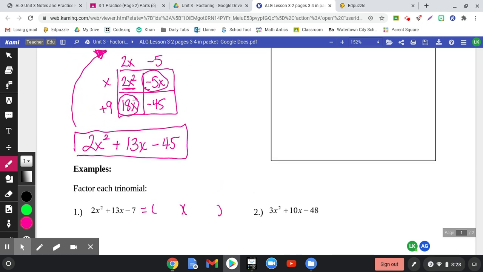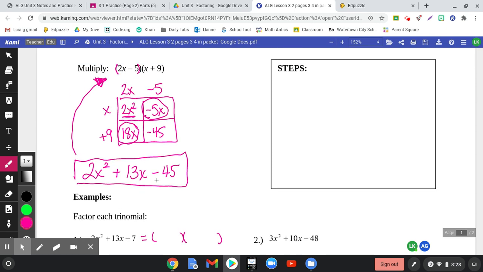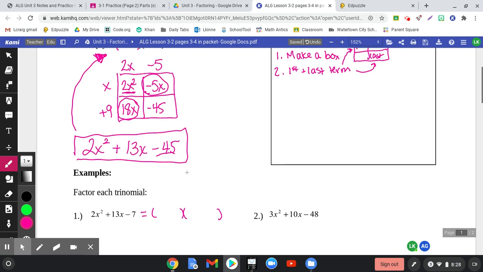Now, I do want you to notice that the first term is always in the first box, and the last term, so here's your last term, is in the last box. All right, so that's going to be our first step. We're going to make a box, and we're going to put the first term and the last term in those boxes. All right, so let's go down and do that.